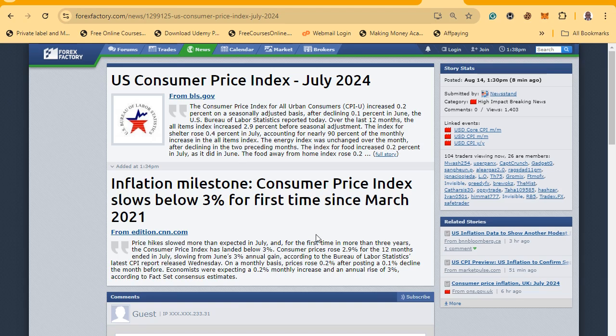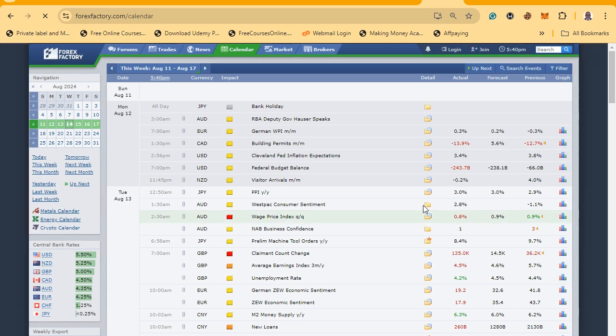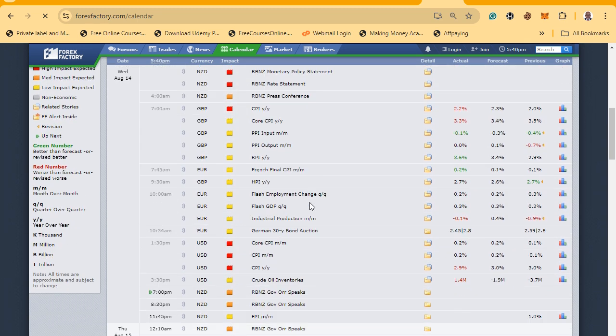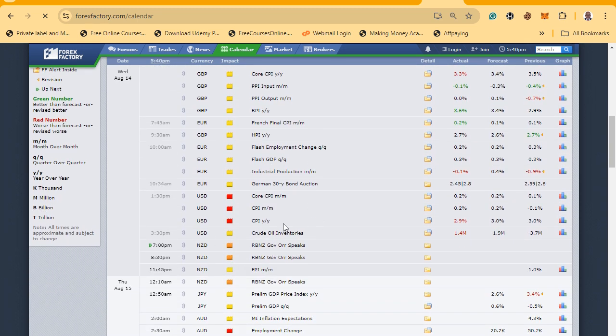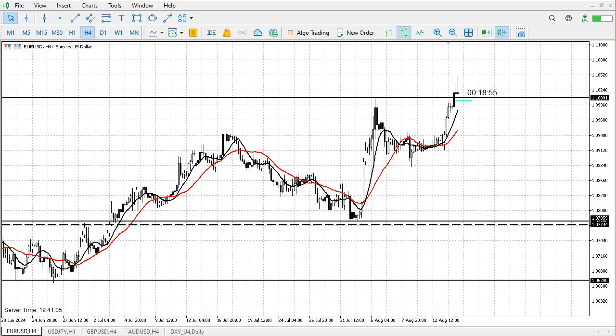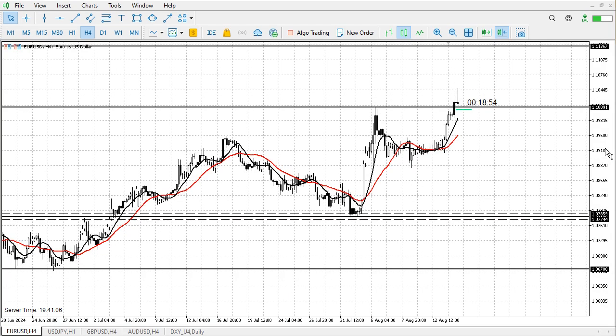If you look at the economic calendar too, you see that the negative CPI news that came out today for the greenback has also contributed to the dropping of the dollar. You can see the CPI was bad for the currency USD, and so this also contributed to the dropping of the dollar. So guys, these are some of the highlights I just want to point out today.